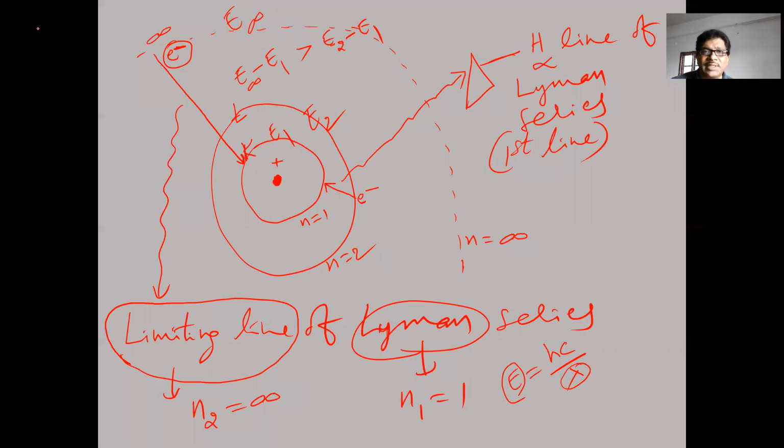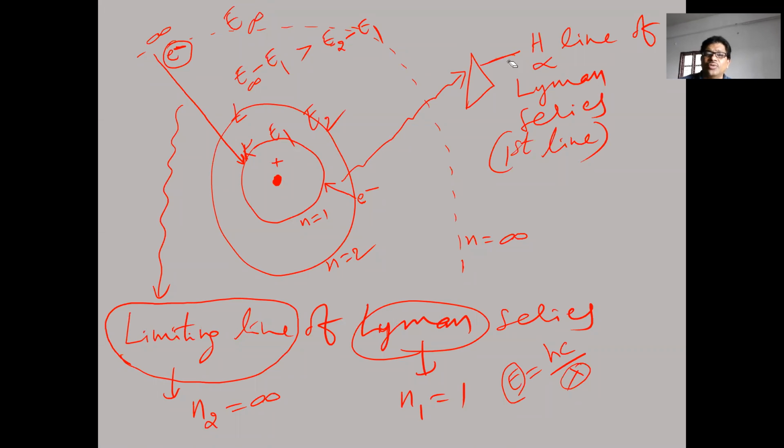In numerical problems, they will not say directly the limiting line of the Lyman series or the limiting line of the Balmer series. They mention the line of shortest wavelength of the Balmer series. That means you have to recall the limiting line. Suppose it is the shortest wavelength line of the Lyman series. Then we have to take the limiting line of the Lyman series. For the Lyman series, N1 is always 1. For the limiting line, N2 will always be infinity. That way we can recall N1 and N2.